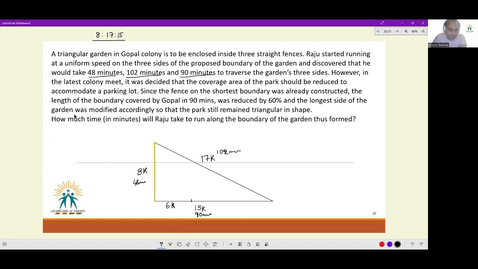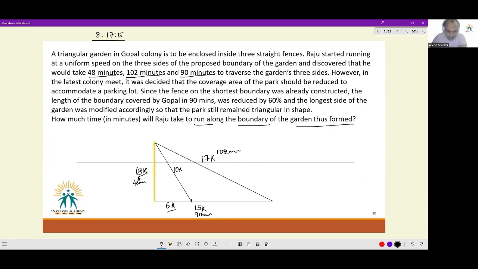And the longest side of the garden was modified accordingly so that the park still remained in triangular shape. Now look at it. We have a right angle triangle with 8k, 6k, 3, 4. Of course, the third side has to be 10k. How much time in minutes will Raju take to run along the boundary of the garden thus formed?